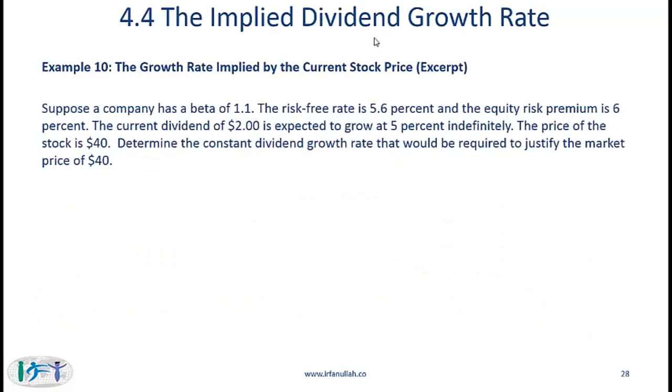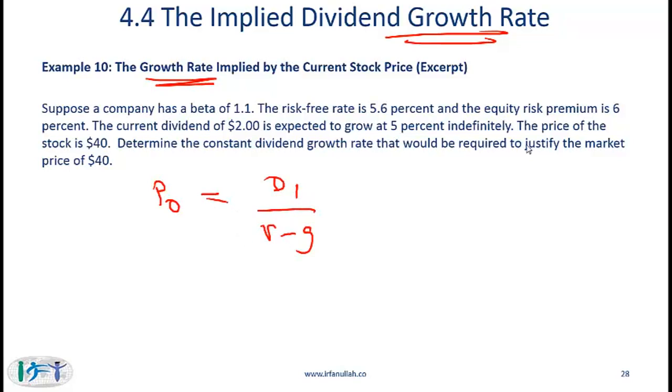The implied dividend growth rate. This is fairly straightforward. It is something that we've seen before. Given a share price and given a required rate of return, can you compute the growth rate that is implied by the current share price? This is just basic algebra. We use the same model that we've been talking about. Assuming efficient markets, P naught is D1 over R minus G. So we are saying that, let's say that the current market price is 40. So we plug in 40 over here.